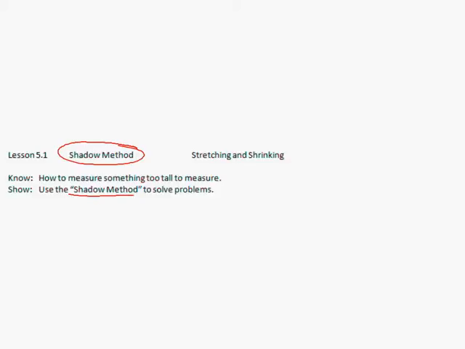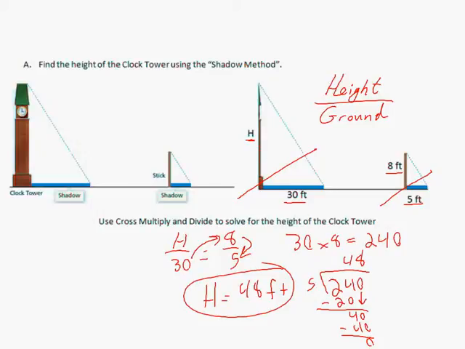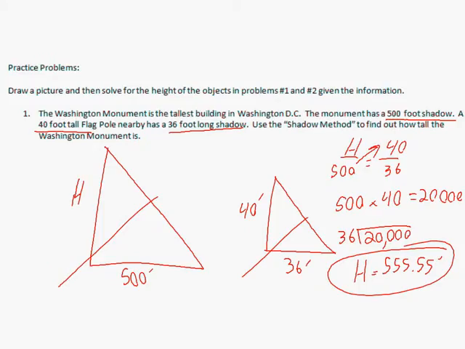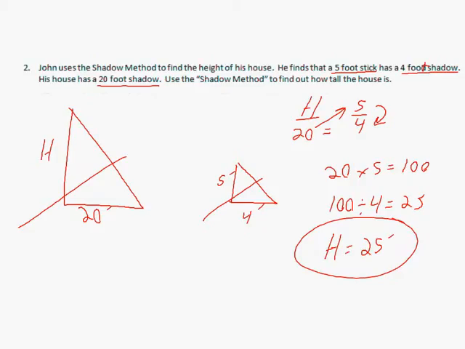So, lesson 5.1, we're learning about something called the shadow method that is used to measure things that are too tall to measure. We use the shadow method to solve problems. We learned the trick about putting the height over the ground so that we can solve. We drew our own pictures and solved them. What's cool about this shadow method is you can actually apply this right outside, right now, and measure the height of your own house.